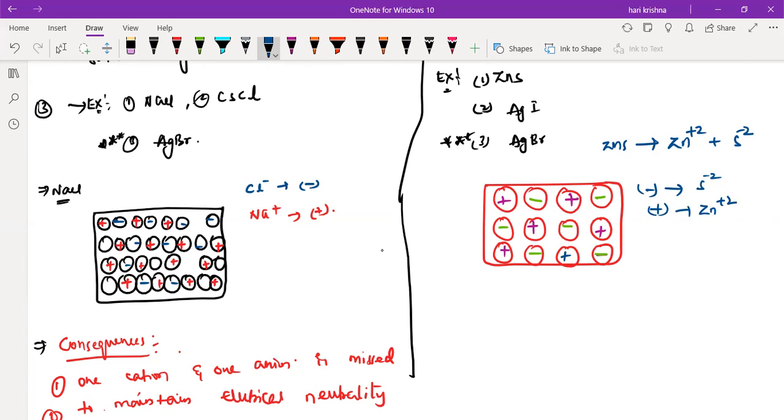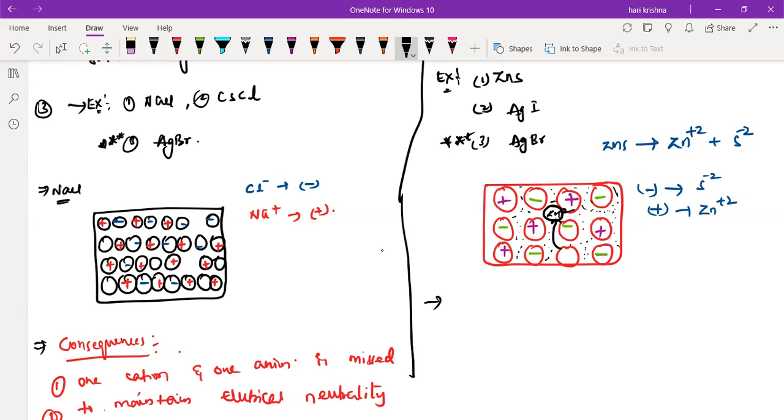Now, this positive, instead of going here, it will go and occupy the interstitial site. Interstitial site means whichever empty space is there between the atoms. Whatever dots I have drawn here, all these are the interstitial sites, the empty space present in the solid. Now, instead of going here, the positive charge will go and occupy this side. So this is called a Frenkel defect.